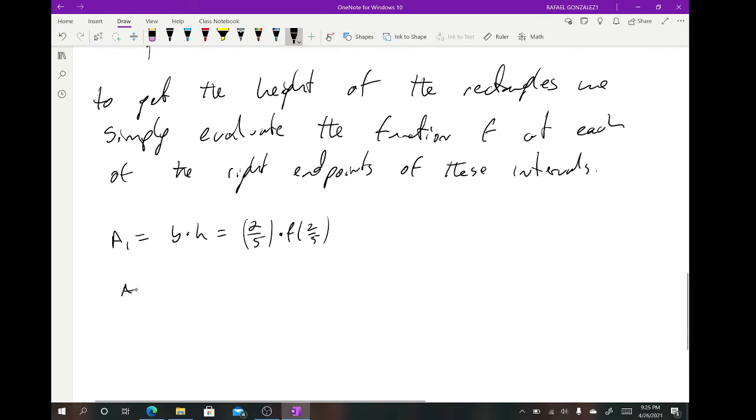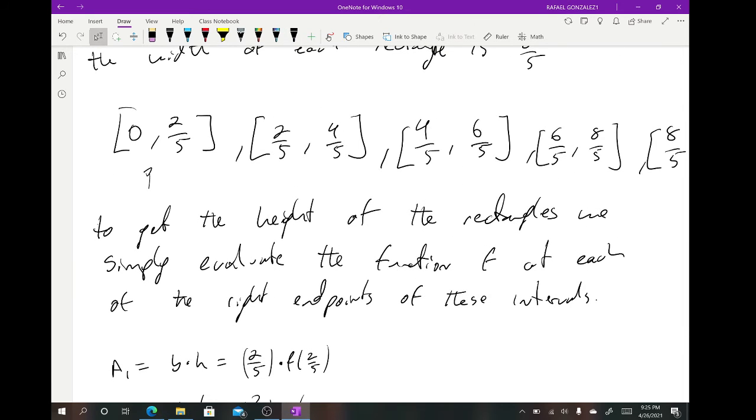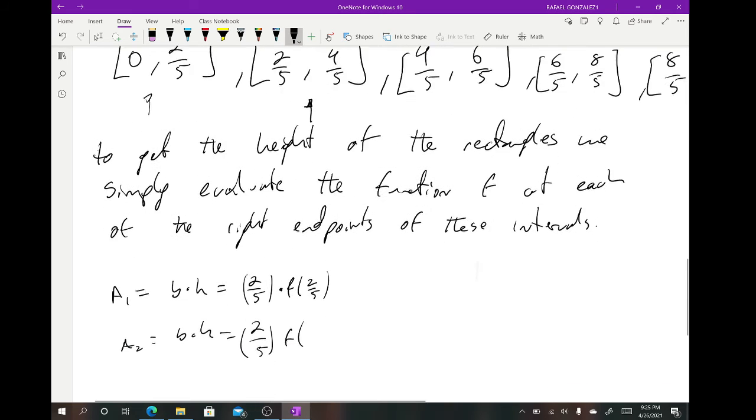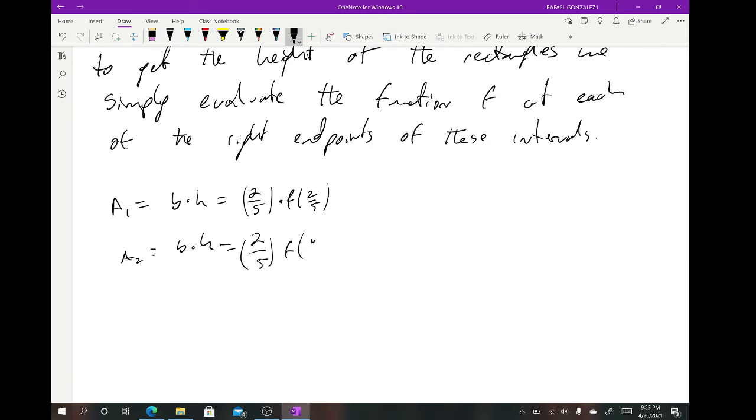For the second rectangle, let's call it A2. Again, it's base times height. The base is still 2/5, but now the right endpoint of the second interval is not 2/5, it's 4/5. So this is f of 4/5, whatever that is equal to. I'll multiply it times 2/5 and I'm going to get the area.